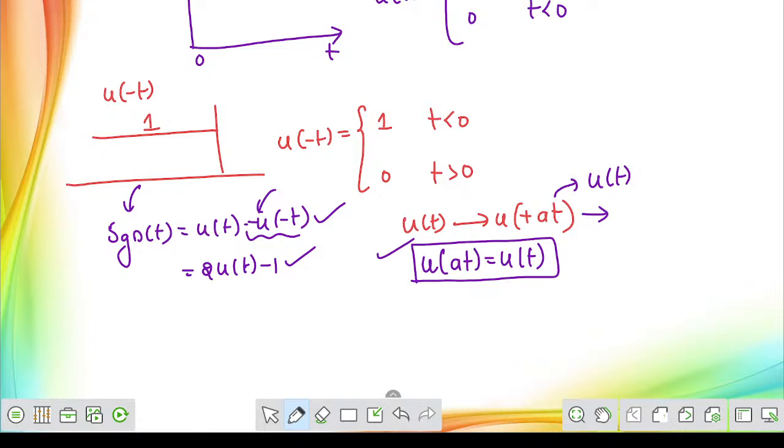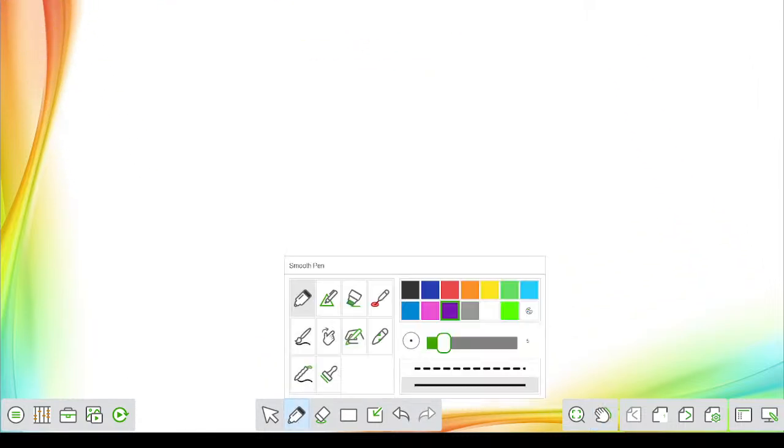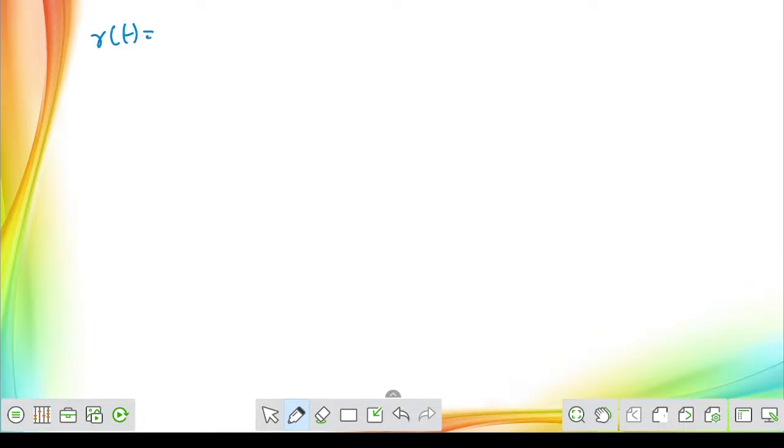The next signal is the ramp signal. How to define the ramp signal? Let me define. If you are taking the ramp signal, the representation is r of t equal to t into u of t. Simply. And if you draw its waveform, with respect to time, the ramp signal r of t runs like this, that is t, simply t. This is the representation of a ramp signal.